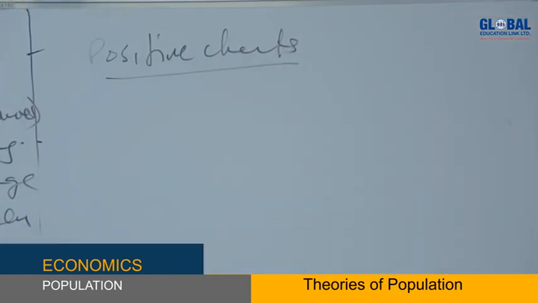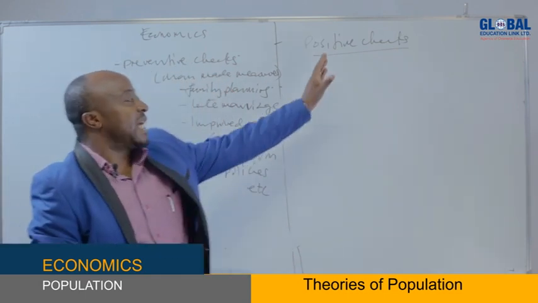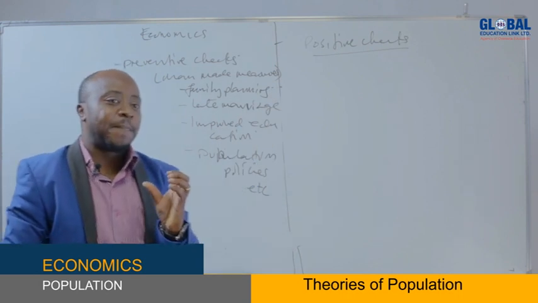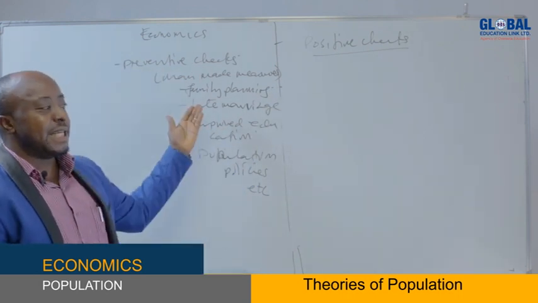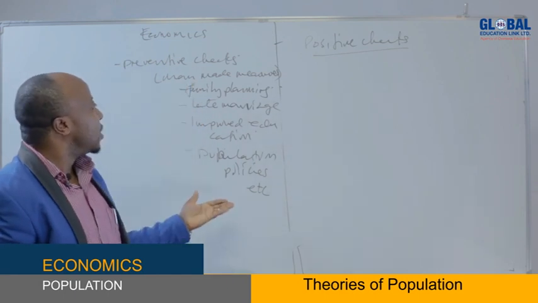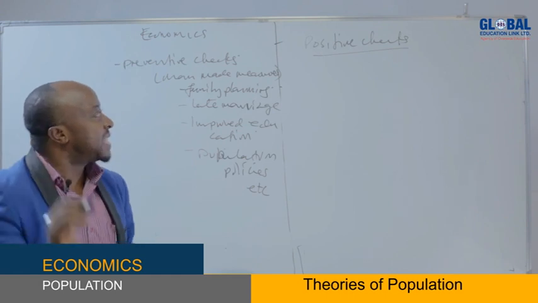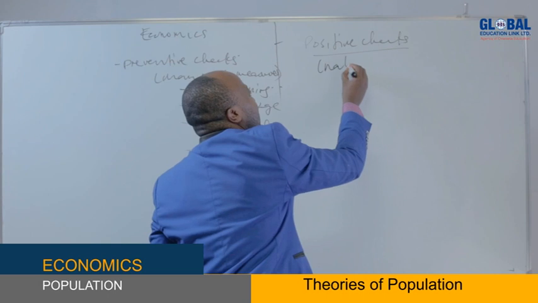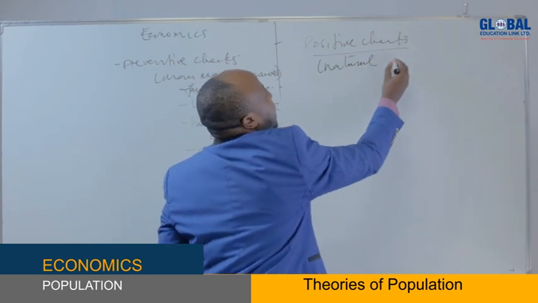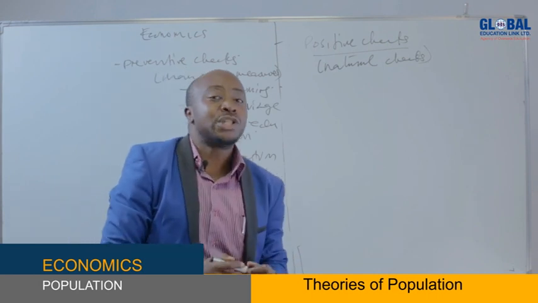Positive checks or positive population control measures. Now these positive checks, according to Malthus, if human beings do not take the measures we have discussed, if no measures are taken to control population by human beings, then there will be some checks which will occur naturally. That's why they are called natural checks. That means these ones are not introduced by man.